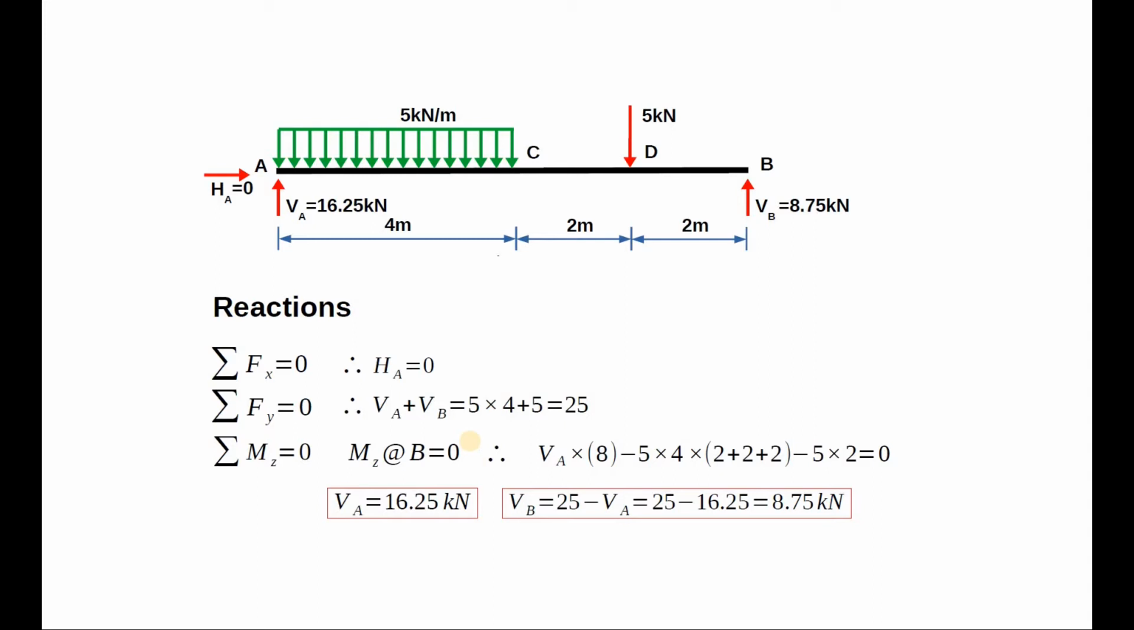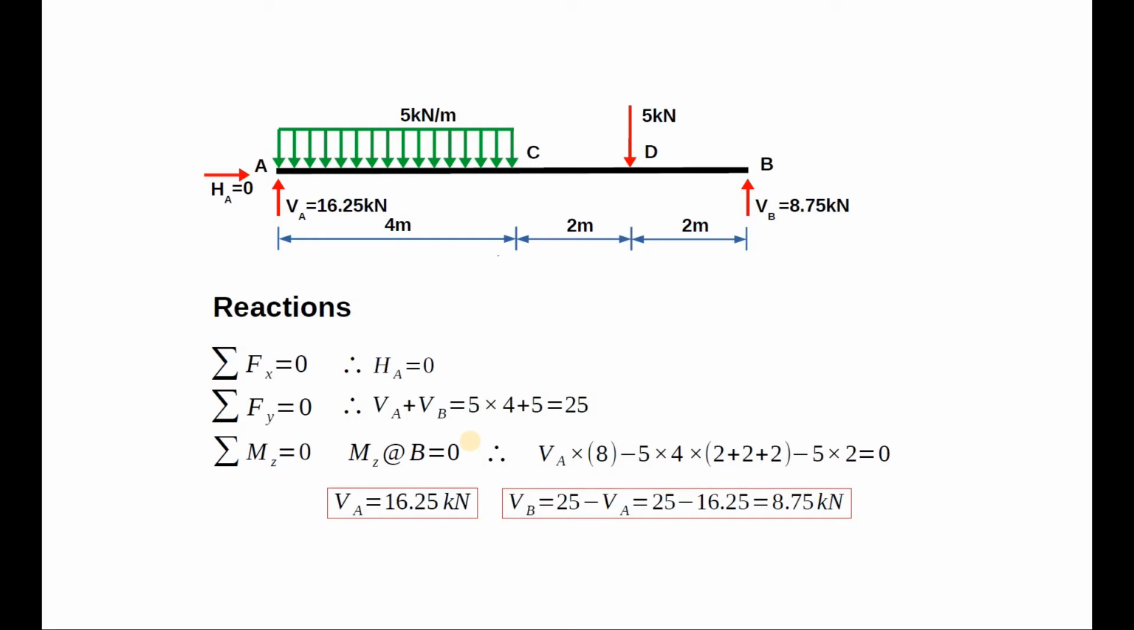A moment is the product of the force multiplied by the perpendicular distance between the point and the line of action of force. You can see that VA is 8 meters away from point B. Hence, the first term VA into 8 represents moment of force VA about point B.